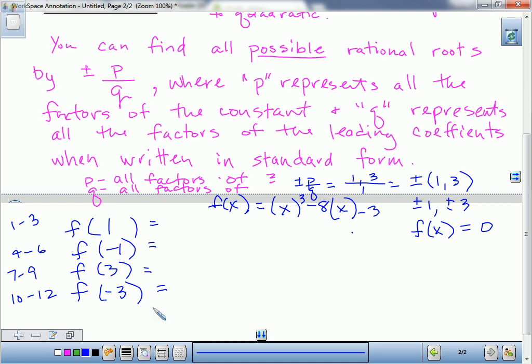Miss Willis? Yeah. You're testing negative 1. So you're plugging negative 1 into this function. So we're at.